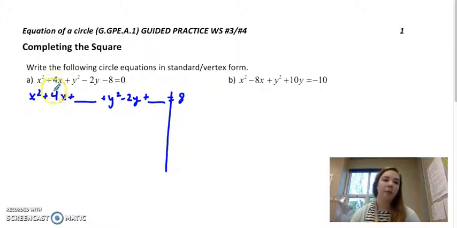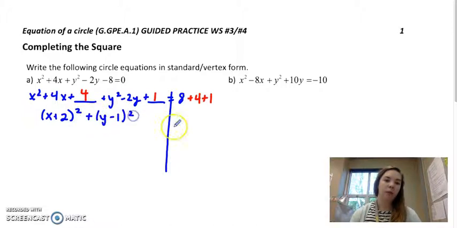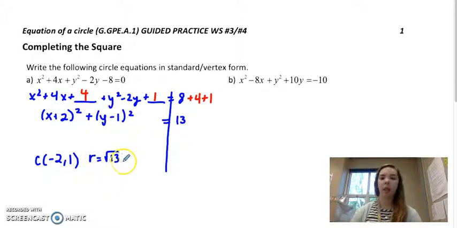Okay, half of 4 squared is 4. Half of negative 2 squared is 1. So we're putting that on both sides here. So you'd have x plus 2 squared and y minus 1 squared equals 13. So our center is negative 2, 1. And our radius is the square root of 13, which doesn't simplify, so we'll just leave it like that in exact form.